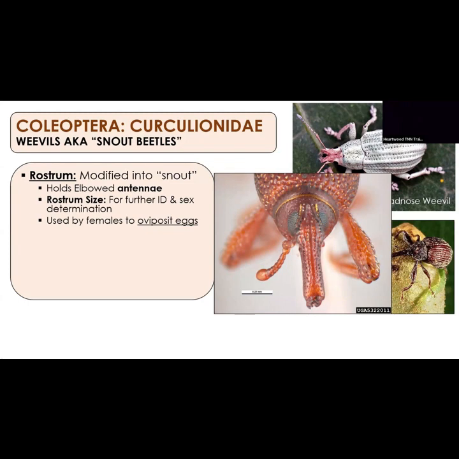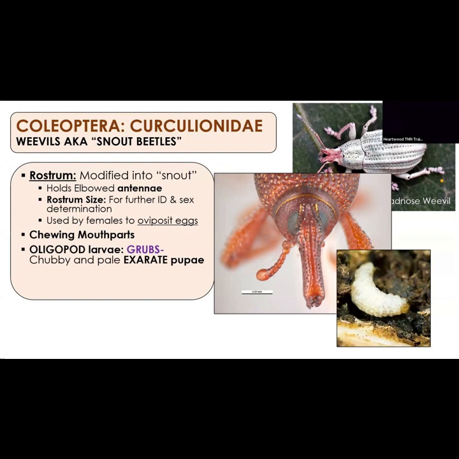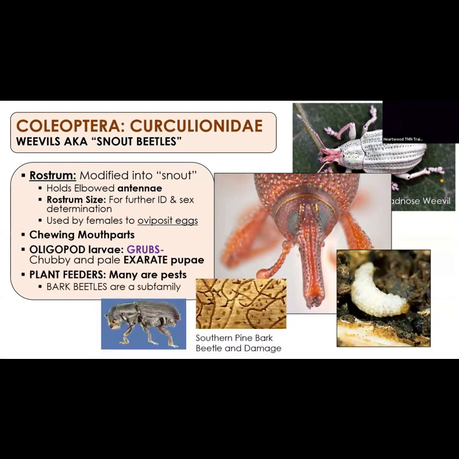I have a weevil that I'm passing around. So does it have a rostrum and antenna coming off of it? It's a weevil. Hard wings, chewing mouthparts. They have grubby grubs for larvae. They are some of your more infamous plant feeders. And they lead into a subfamily of weevils. So Curculionidae is the family.